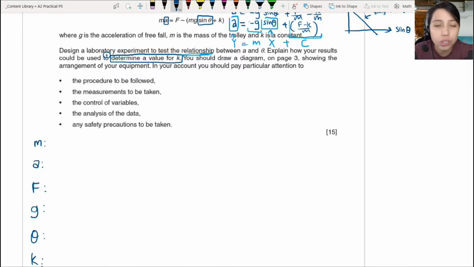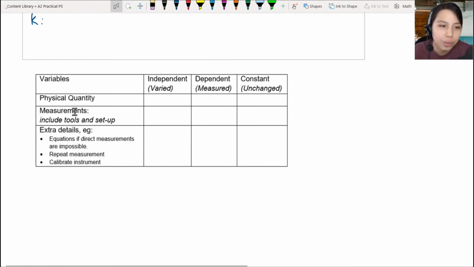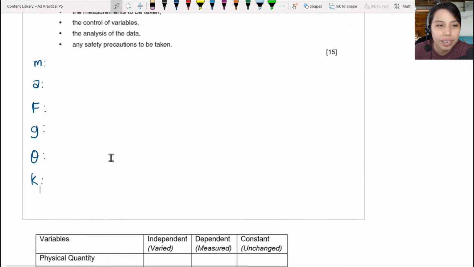This is how you can draft before you actually start writing. Just do a very quick plan, okay? Because eventually you need to sort your ideas into this. Hey, which one is the independent variable? Which one is dependent? Which one is constant? Okay, so let's keep that in mind while we're looking at this.